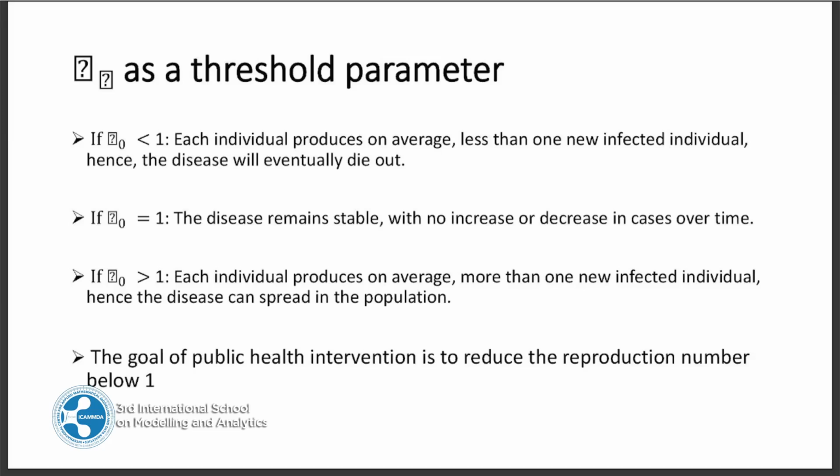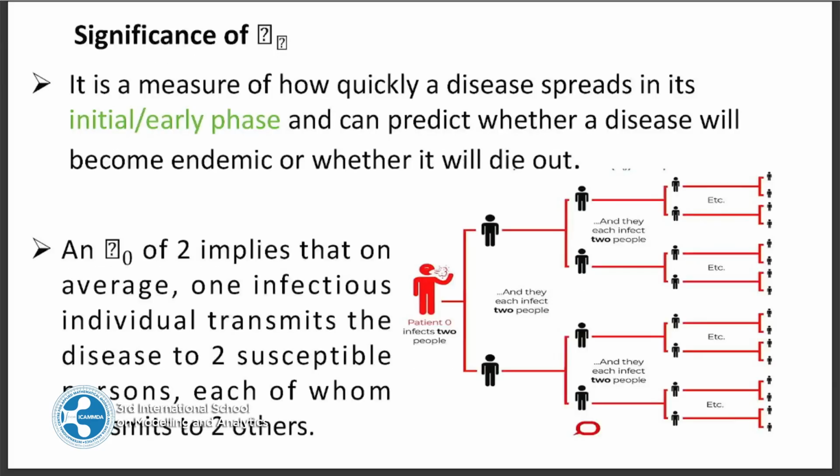So we will see that it is important for us to study this threshold. If you look at the 3rd generation, the infection has already reached how many people? It has already reached 8 people. So it means that we can quickly halt the spread of the disease by doing something that affects the reproduction number.